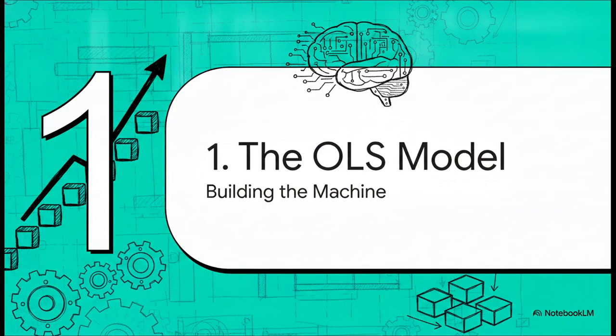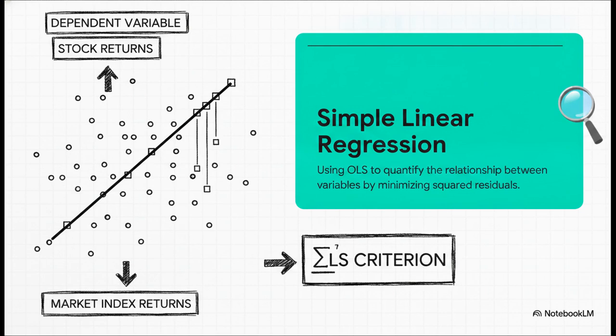Section 1. The OLS model, building the machine. So the crucial point here is that this tool lets us test hypotheses about two distinct variables, using one to predict the other. We have a dependent variable, that's our target metric, like stock returns, and an independent variable, our predictor, like market index returns. The ordinary least squares, or OLS criterion, is basically the mathematical mechanism we use to find the perfect straight line through our data, and it does this by minimizing the sum of the squared residuals.